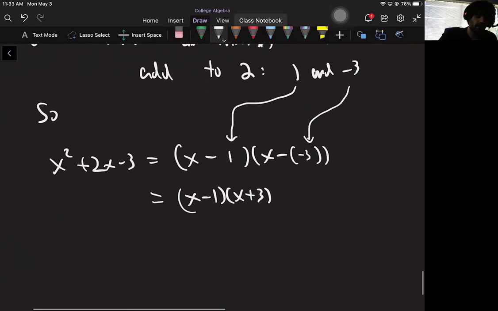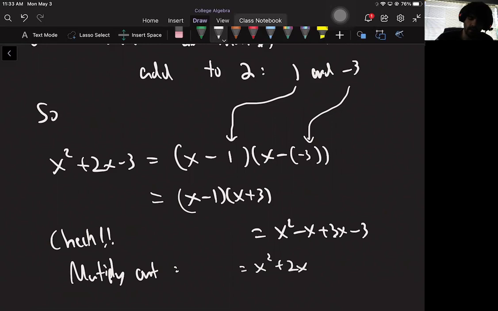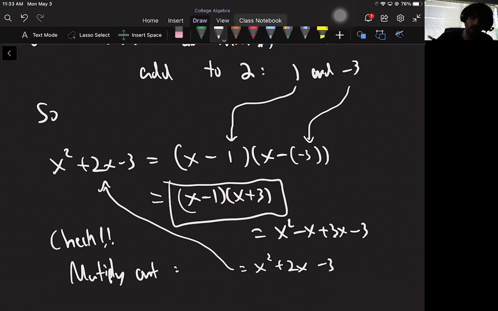And how could we check that we actually factored it right? Well, we could just re-multiply it out. If I multiply it out, I should get back what I started with. I'll get x squared minus x plus 3x minus 3, which is x squared plus 2x minus 3, the same as what I started with. So yes, this is the correct factorization.